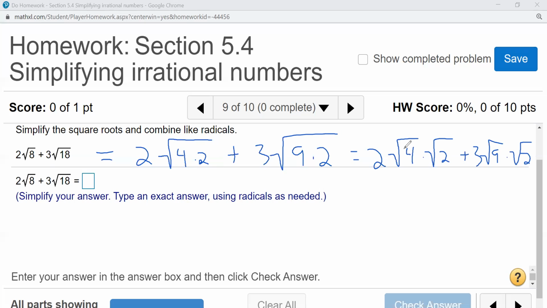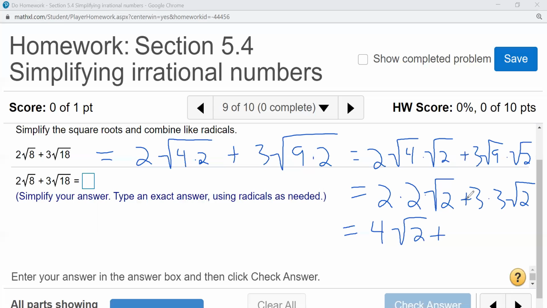Because now what's the square root of 4 going to be? So it's going to be that 2 that was already there times now the square root of 4 times the square root of 2 plus that 3 that was already there. What does the square root of 9 become? Also 3, and there's still just a square root of 2 left. Now we just multiply these. What's 2 times 2? 4 square roots of 2 plus what's 3 times 3? 9 square roots of 2.